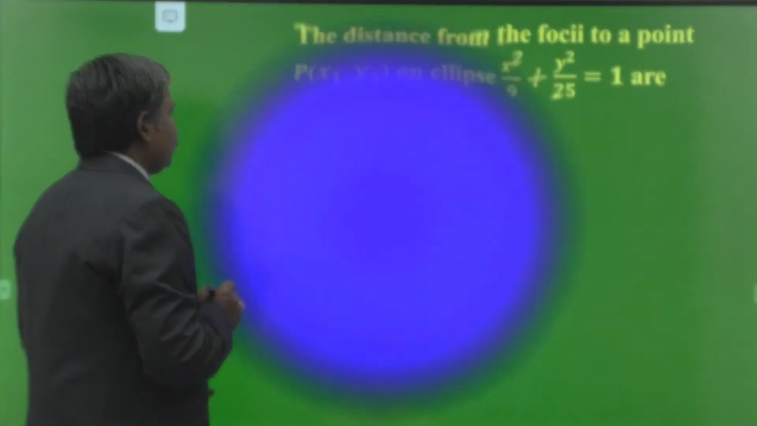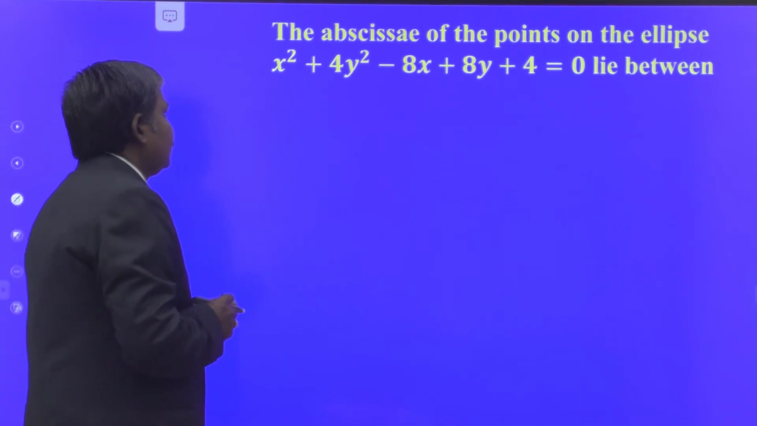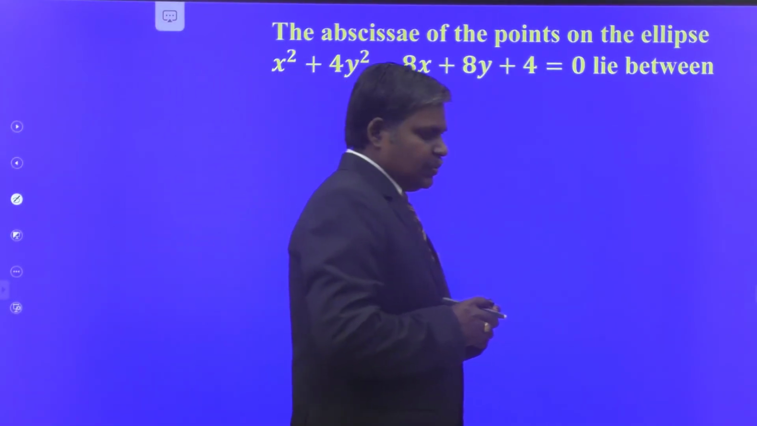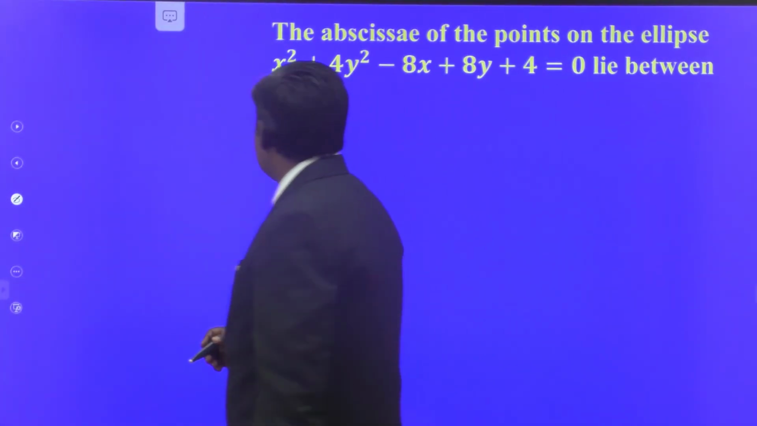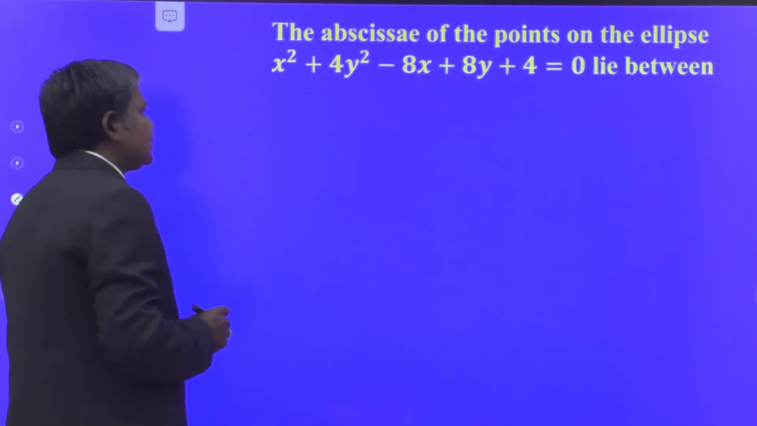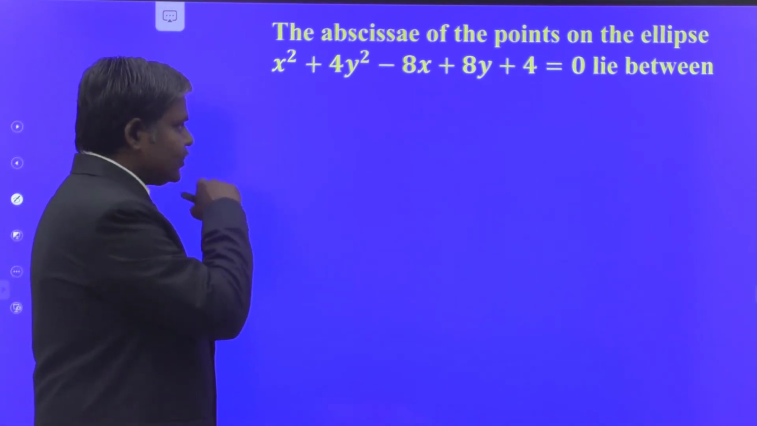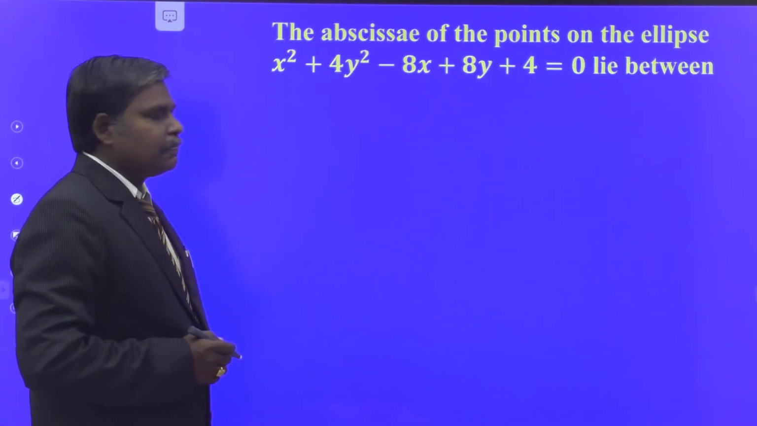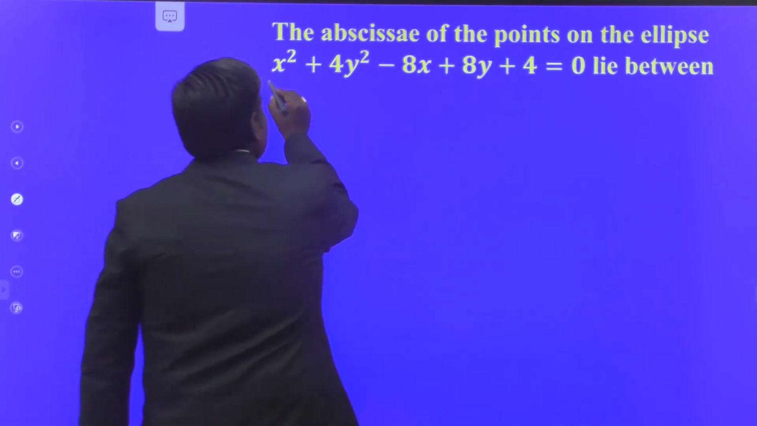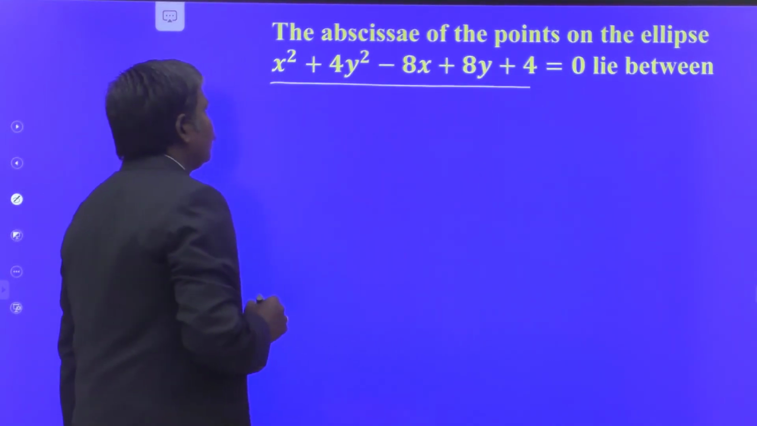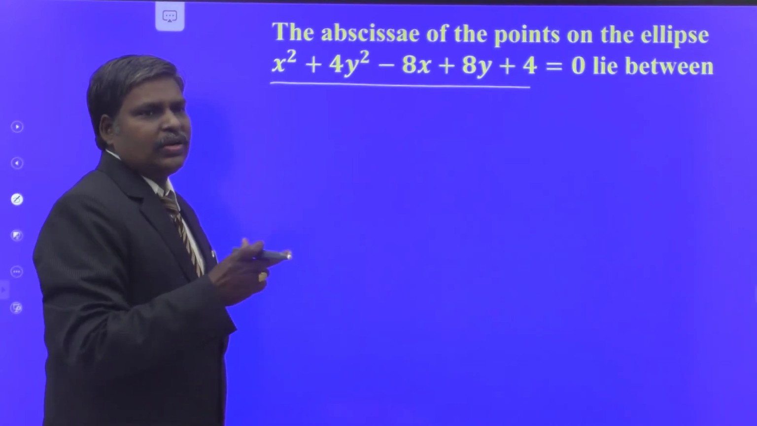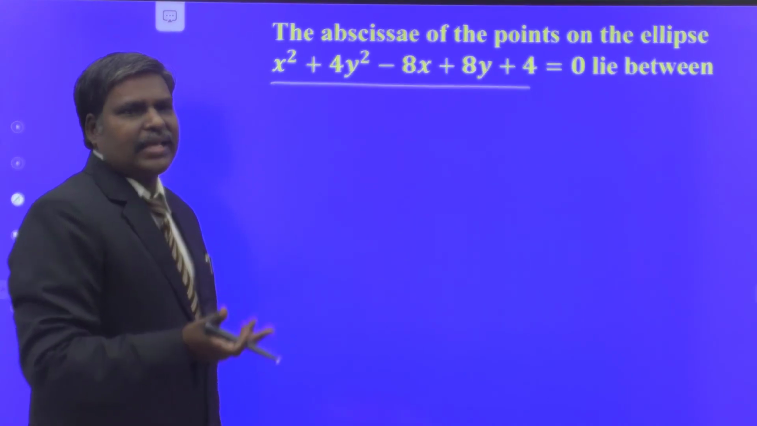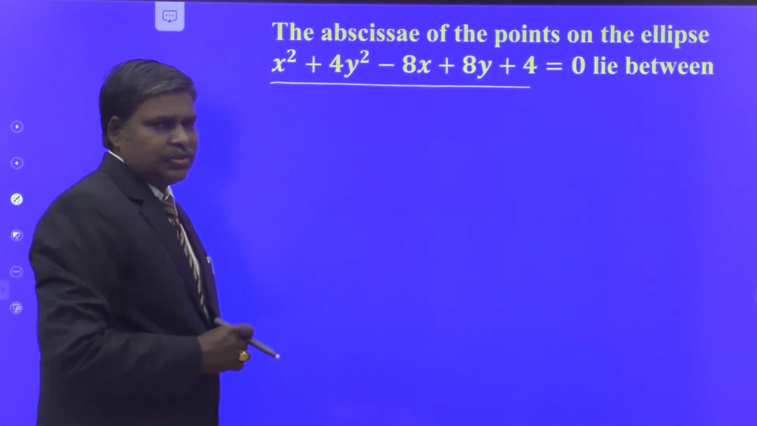Next problem. The abscissa of the points on the ellipse x square plus 4y square minus 8x plus 8y plus 4 equal to 0 lies between what? So this is the given equation of the ellipse. We want to find the abscissa of the points on the ellipse. We have to find the range of x. Abscissa means x, the range of x on the ellipse.